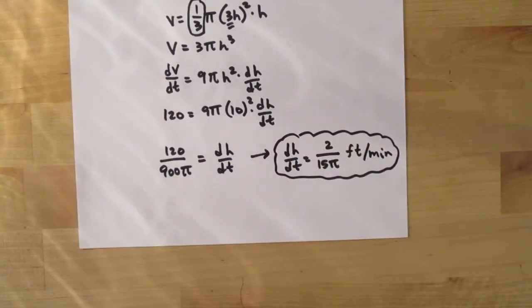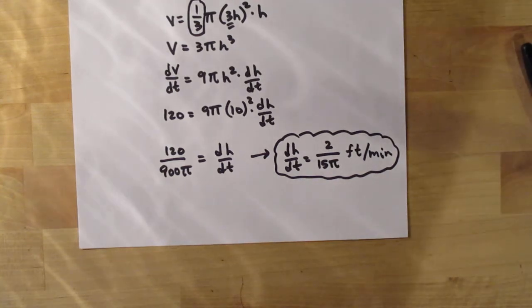All right, that's related rates involving some skills with implicit differentiation. That'll be it. See ya.